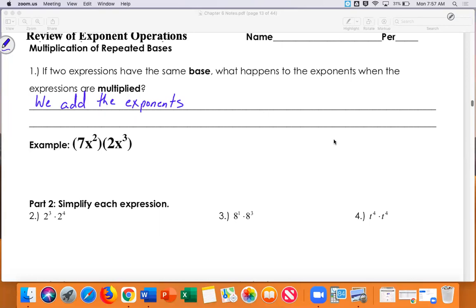All right. So now we have an example here. We have 7x squared times 2x cubed. Nate, what would I do here? We have two parts, right? We have the numbers and the variables. So what would my number be? So it's 7 times 2. X to the what power? And then we have times x to the third, which would be x to the fifth.